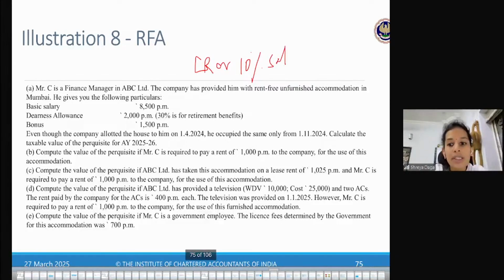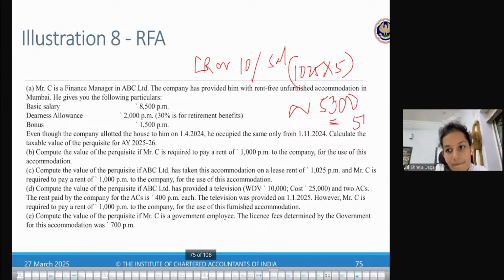Yes, so lease rental is 1,225 into 5, or 10% of salary, which is 5,300 that you have determined in part A, whichever is lower. Which is lower, please tell me? This is lower. Okay, so you have first found out the value of the accommodation. Then you reduce the amount of rent which the employee is paying back, which is 5,000. So what is the value of perquisite?